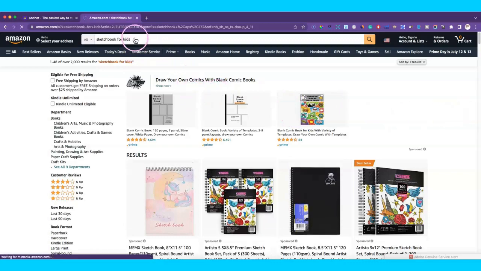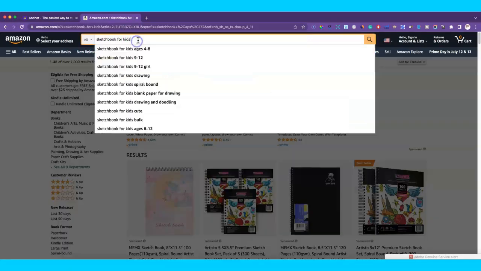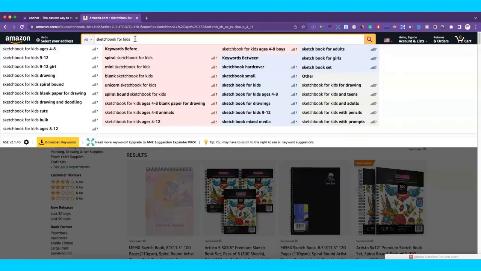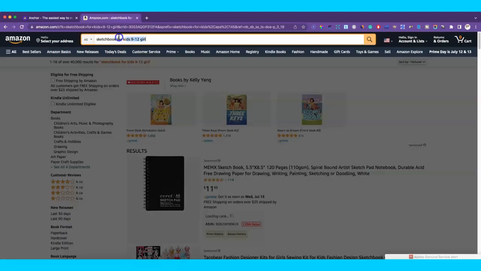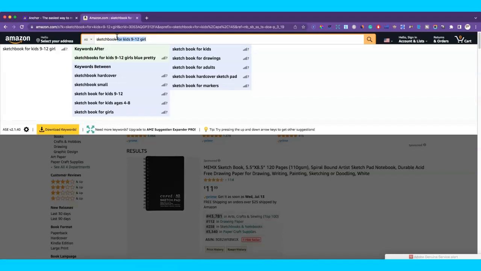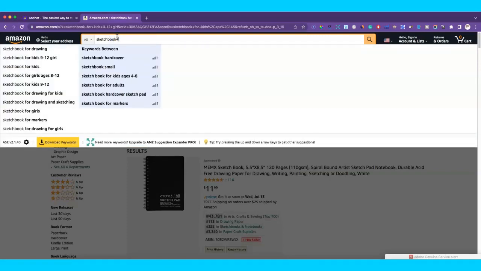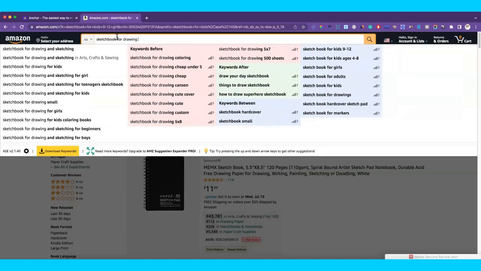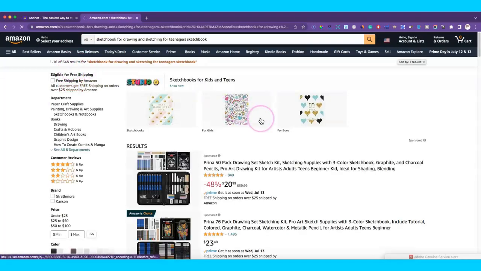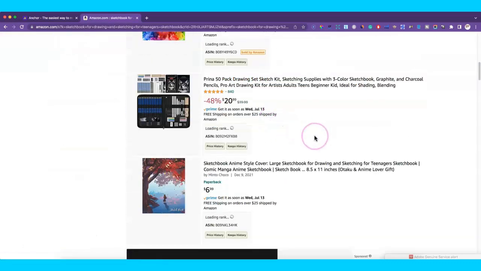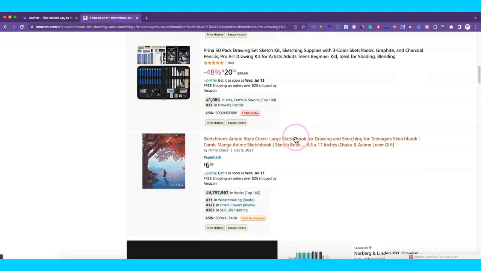So for example, Sketchbook for kids brings up 7,000 results. That's way too many for me. Sketchbook for kids, 9 through 12 girl, 40,000 results. Way too many. But if I put in, let me see, Sketchbook for drawing, and okay, let's try this one. This is a really long tail keyword, so that should bring us way fewer results. All right, so you get 648, which is a big difference, right? It's a lot better than 10,000.